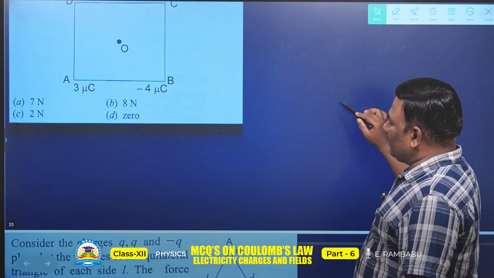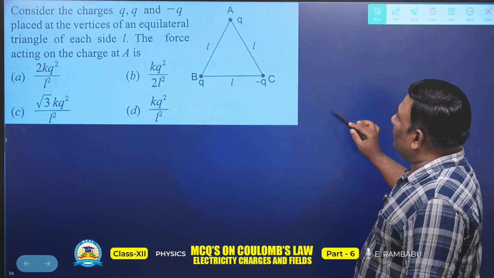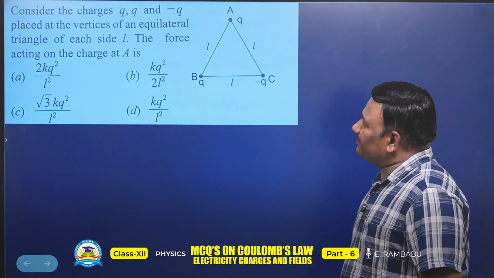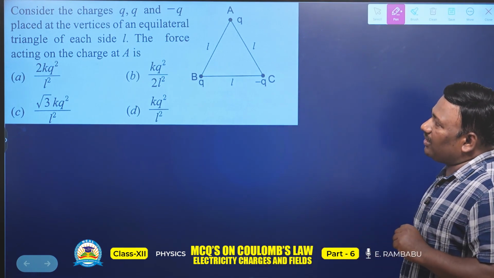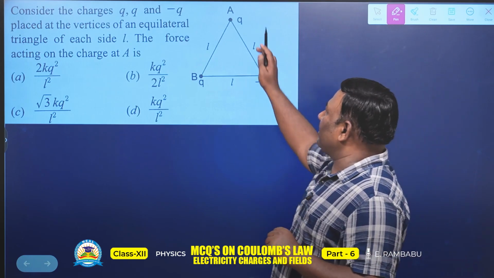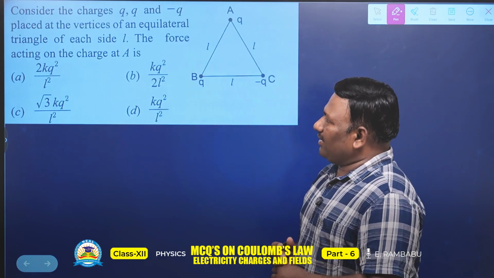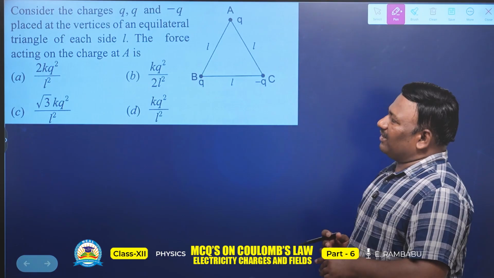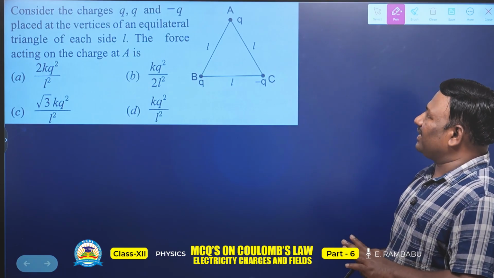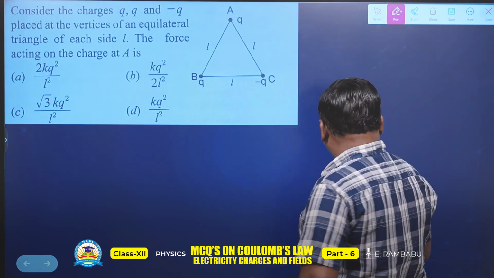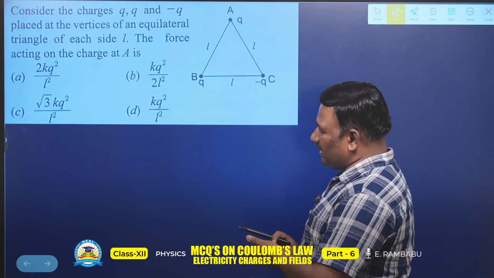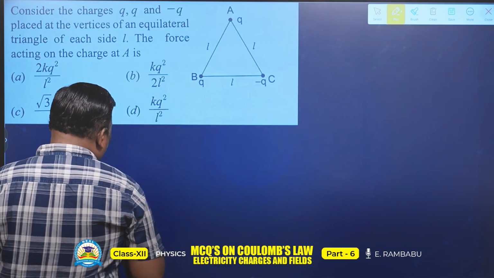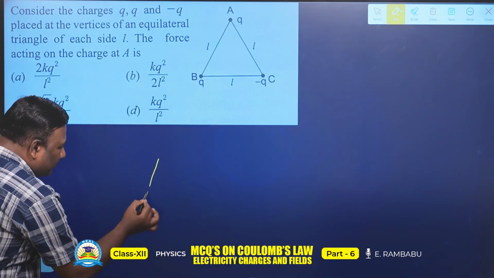And next one, see here. Consider charges Q, plus Q and minus Q placed at the vertices of an equilateral triangle, and the side length is given as L. The force acting on the charge at A is, okay. See, it is one of the important models, and these model questions will be given at board level also. So see how to solve this question.